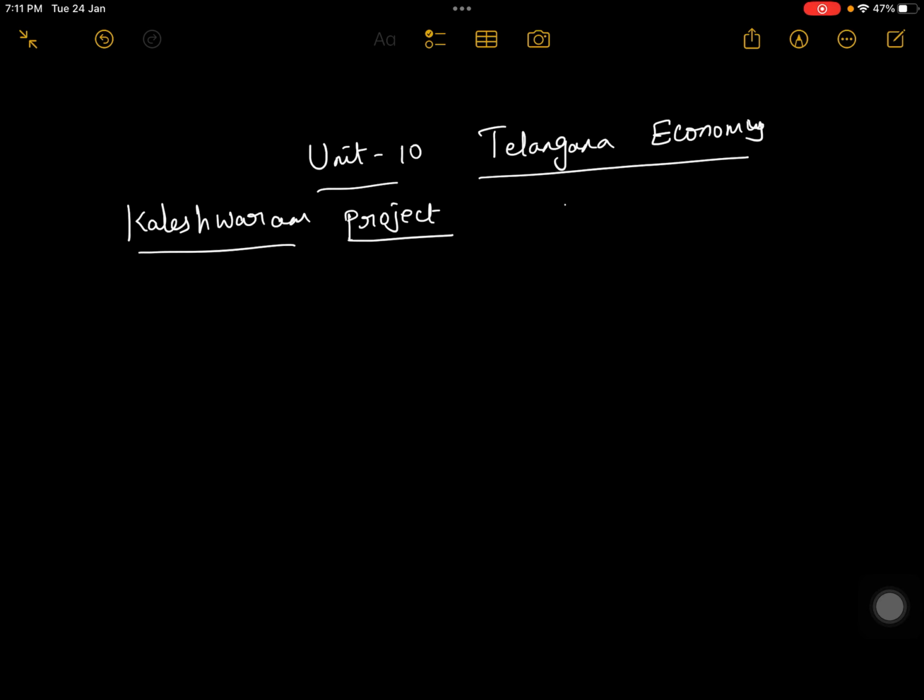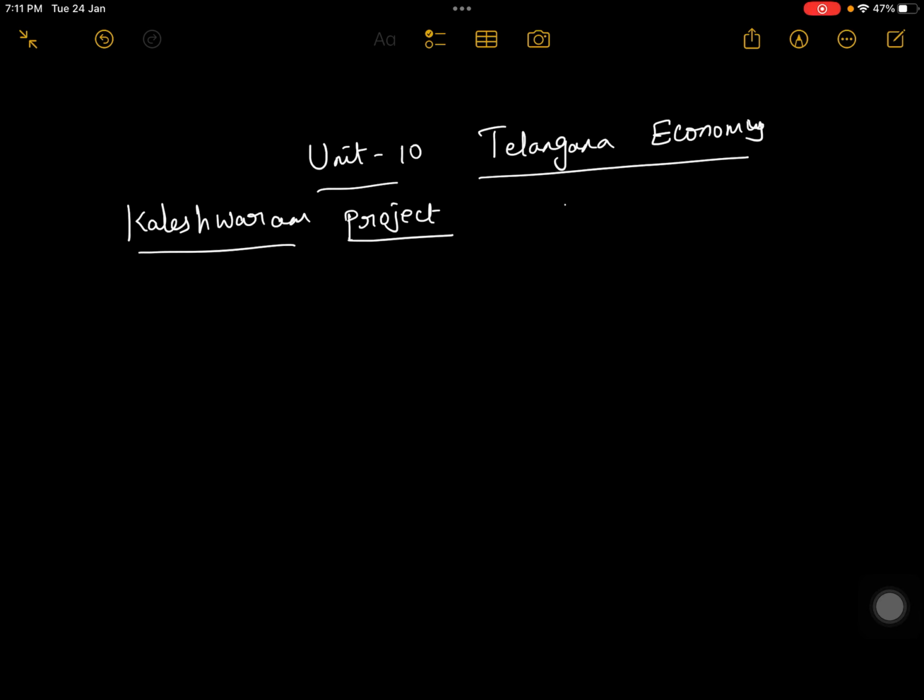In today's class, we will move on to the next unit, the last unit, Unit 10, Telangana Economy. In this unit, one of the most important questions asked is about the Kaleshwaram lift irrigation project. Discuss the importance of Kaleshwaram project.